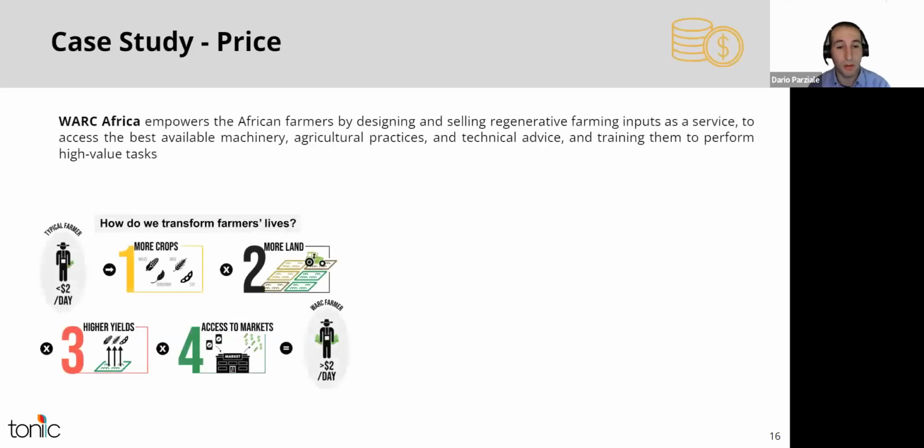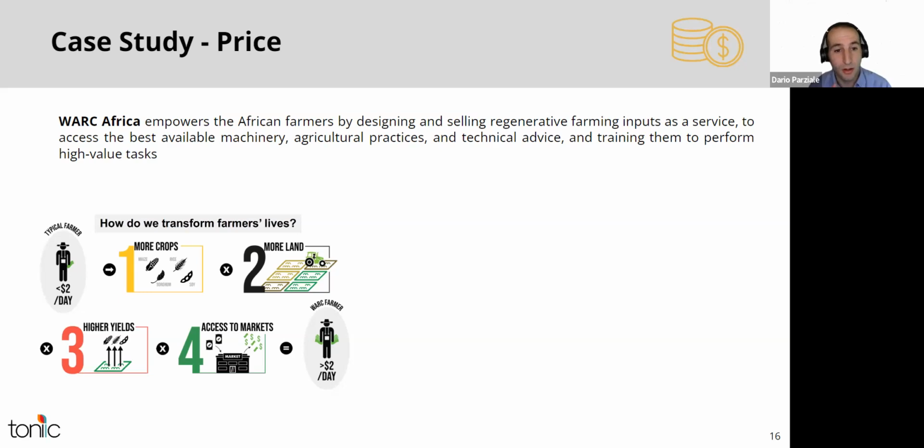In 2020 at Tonic, we featured Work Africa, a company that works with low-income farmers in Ghana who are trapped in the small farm cycle of poverty as they farm almost entirely manually. They tend to spend most of their time doing low-value tasks such as manual land preparation, planting, harvesting, and hand weeding. Work ideated a program called Service Delivery Units. Through these units, Work could sell regenerative farming inputs as a service, enabling the farmers to access the best available machinery, agricultural practices, and technical advice, and training them to perform high-value tasks.